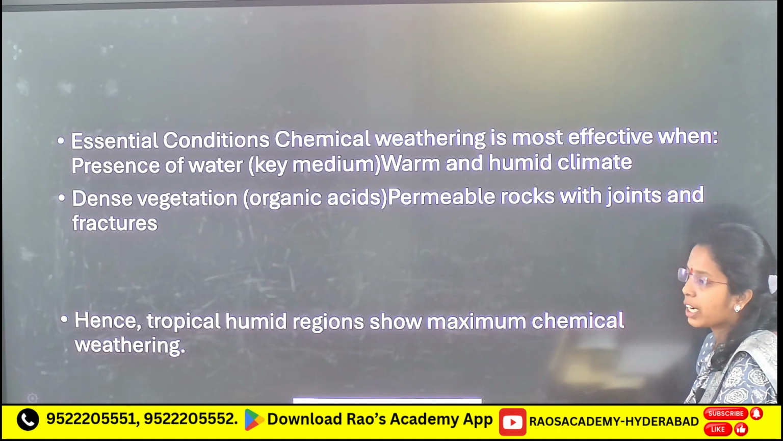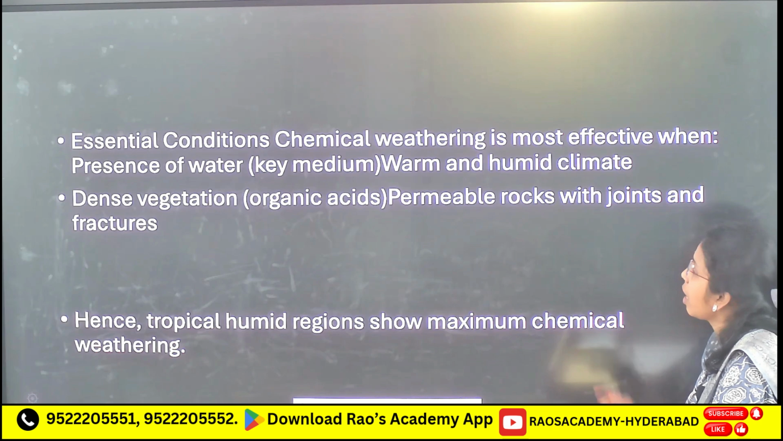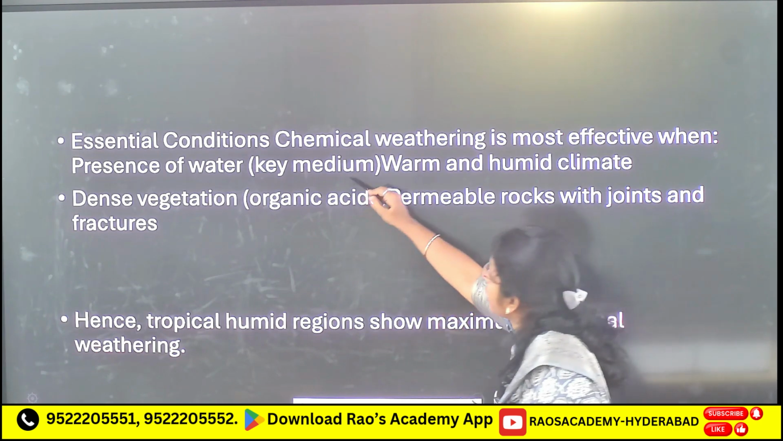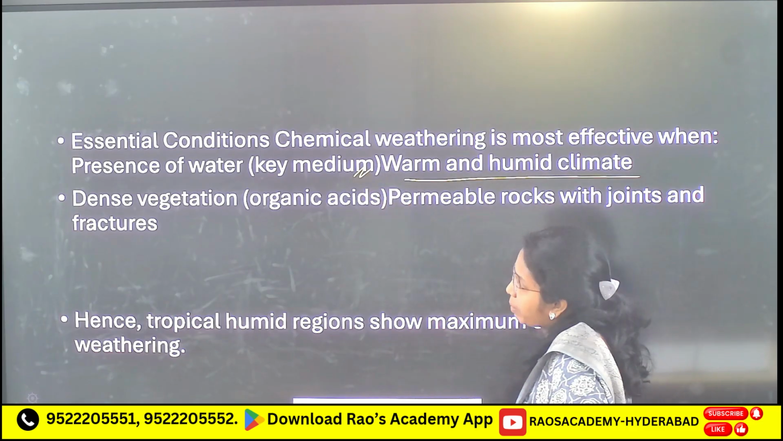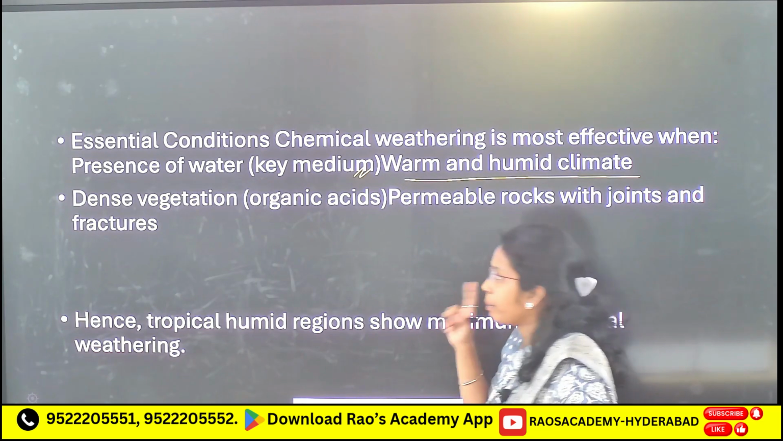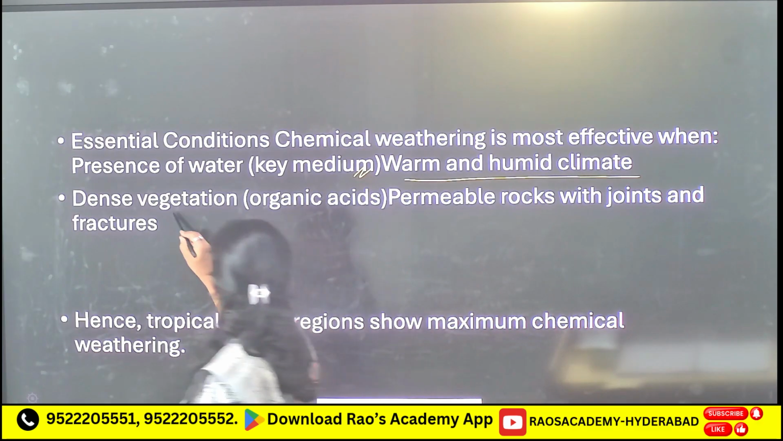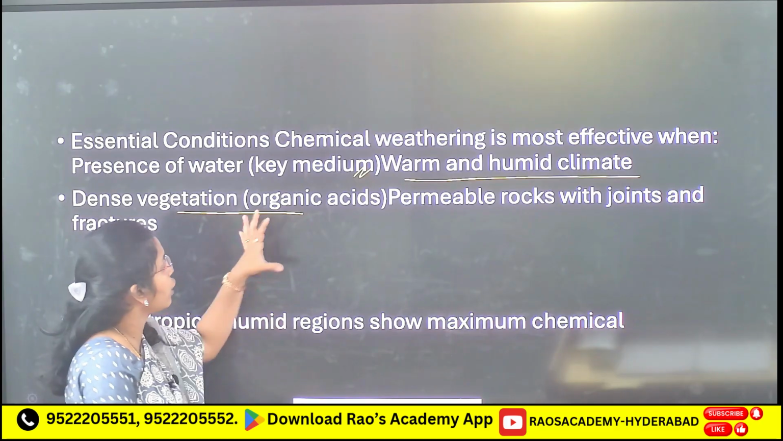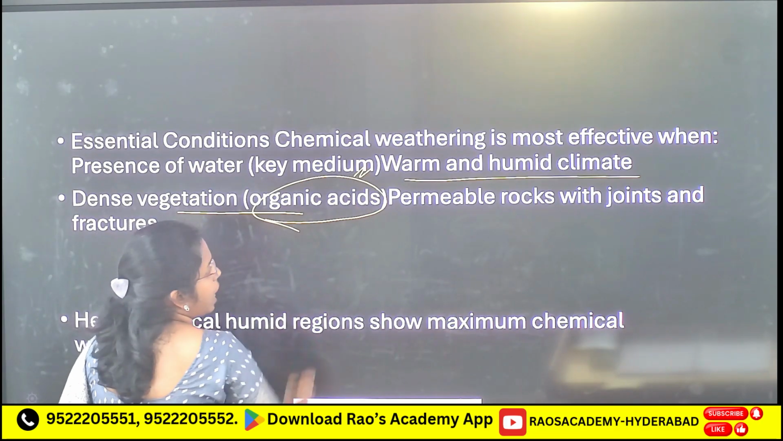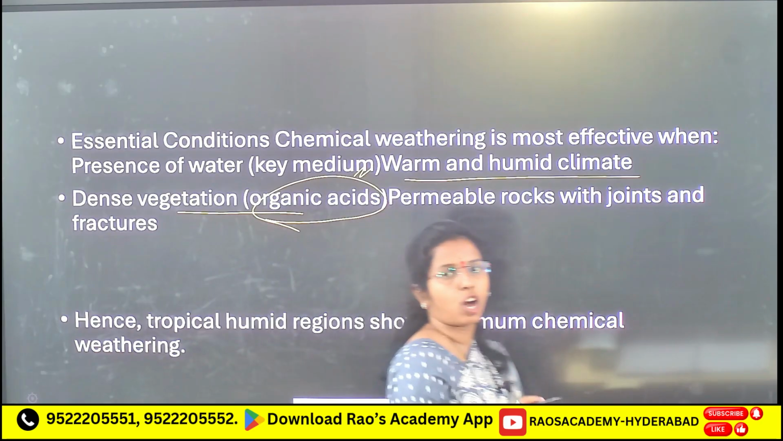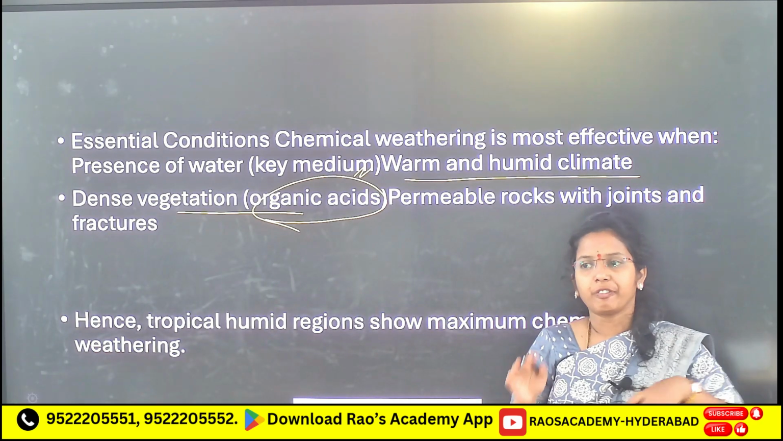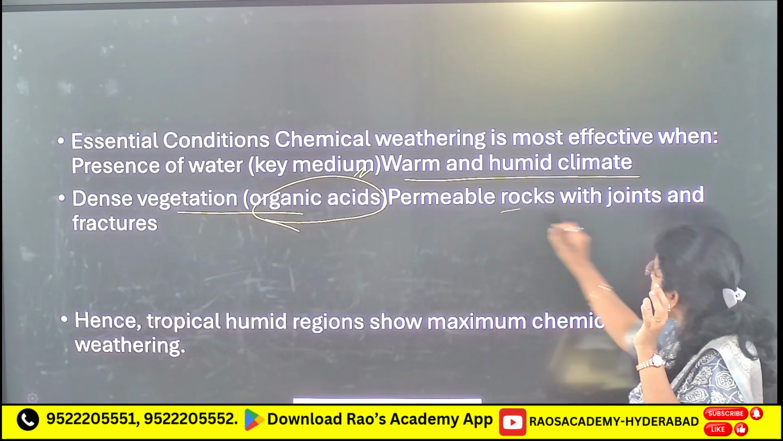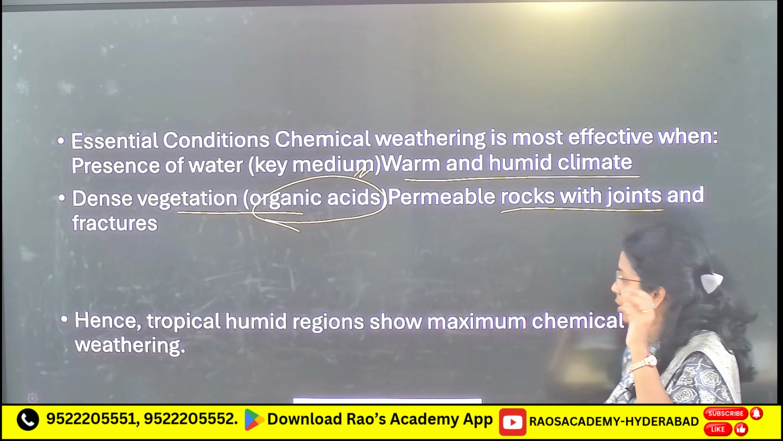What are the essential conditions for chemical weathering? Presence of water. Presence of water is the key medium. Warm and humid climates, where presence of water is very important. Dense vegetation. When there is dense vegetation, you will see organic acids. Permeable rocks with joints and fractures. If a rock is not permeable, chemical reaction does not happen.